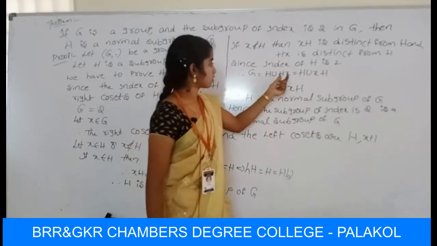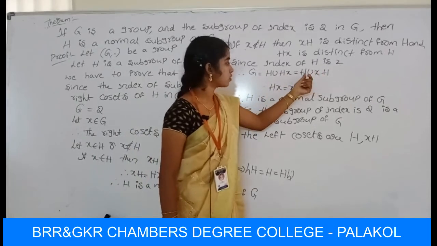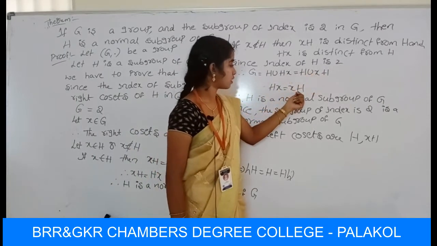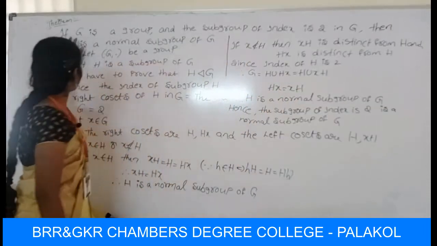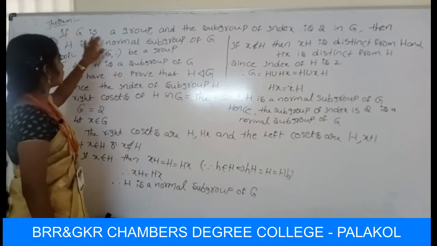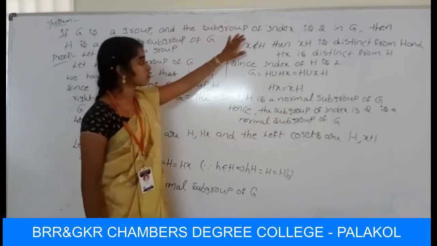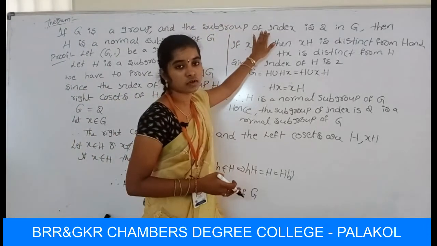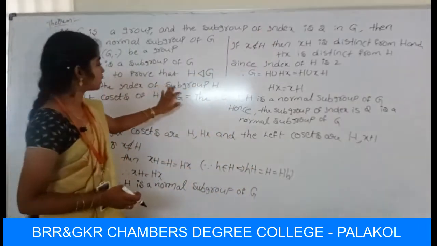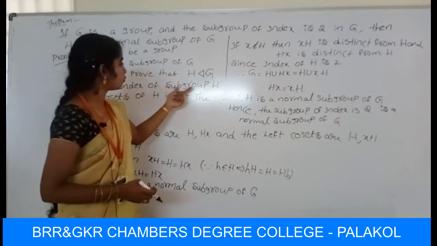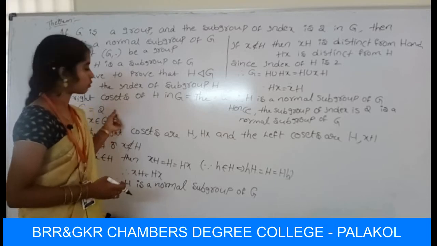So H union HX, no two common elements; H union XH can be written as XH. So no two common elements in H and XH. So first of all, the statement: if G is a group and H a subgroup of index 2 in Z, the definition of index is that the number of distinct left cosets is equal to the number of distinct right cosets. So since the index of subgroup H is 2, the number of distinct left cosets is equal to the number of distinct right cosets, equal to 2.